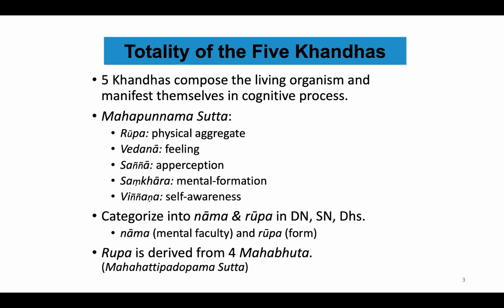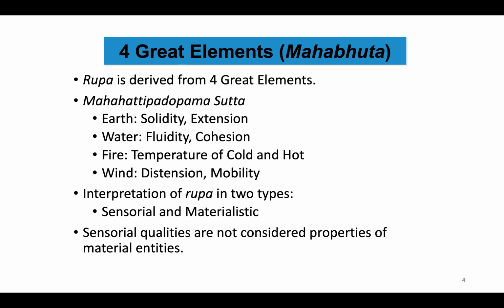5 Khandhas can be categorized into the 2, that is Nama, mental faculty or mental aspect of a 5 aggregate, and Rupa, form. And Nama Rupa appears in the Buddhist teachings throughout Digha Nikaya, Majjhima Nikaya, Samyutta Nikaya, and Dhammasangani. Rupa, as the physical aggregate of 5 Khandhas, is derived from 4 Mahabhuta. Mahabhuta is great element. And you study 4 great elements in Mahatipadopama Sutta. Rupa is derived from 4 great elements.